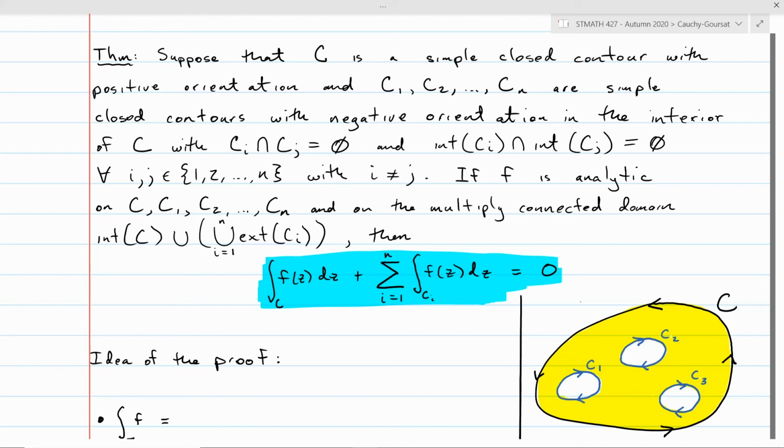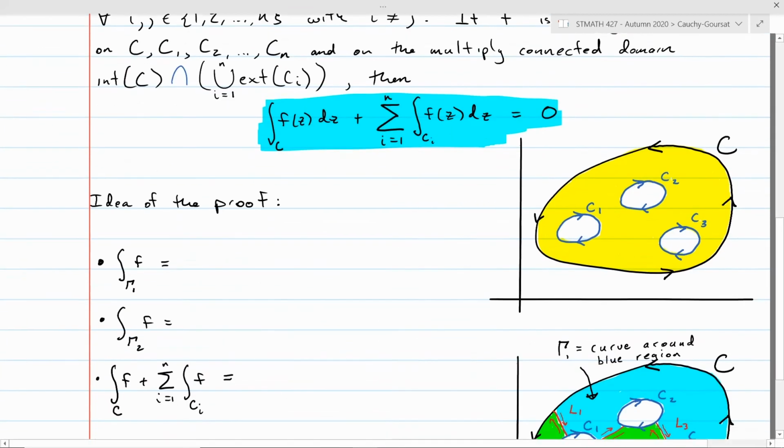Now, if you know that f is analytic on the part that I've shaded yellow, that would be the part that's on C or on the curves C1, C2, C3, and the region in between, but not inside of C1, C2, C3. Just on C1, C2, C3, and on C, and in the yellow region between them. Anyway, if the function's analytic on the yellow region that includes the curves themselves, then the integral of f around C plus the sum of those integrals around C1, C2, C3, that total sum, has to equal 0. So let me give you the idea of how you would go about proving this one.